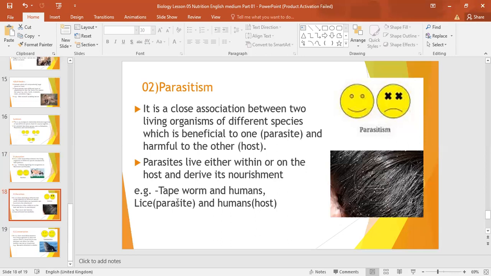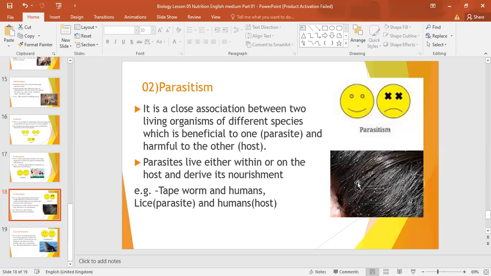They are parasites. Tapeworm and human. You can see lice. I think you may have seen these lice, especially in girls' hair. I don't know, are there boys with lice? I don't know, but I have seen most of the girls with lice. You can see that parasites live on the host, not inside.